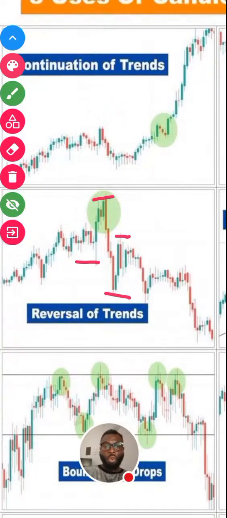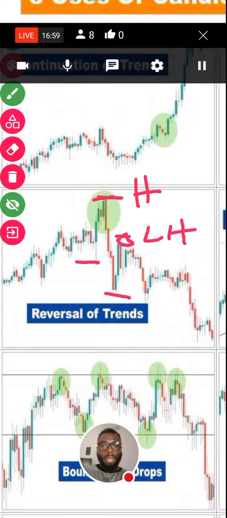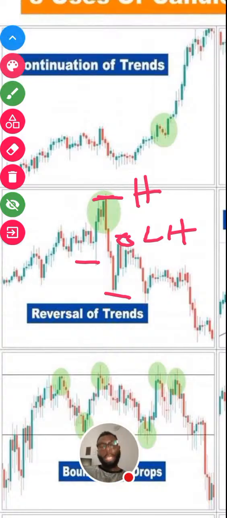This is what you use to confirm reversal of a trend. And that is where you want to take your entry massively. Once you confirm this lower low formed, this is a lower high. So this is a high, this is a lower high. Then once you can confirm that, the trend has just changed. That's an opportunity for you to take your sniper entry.